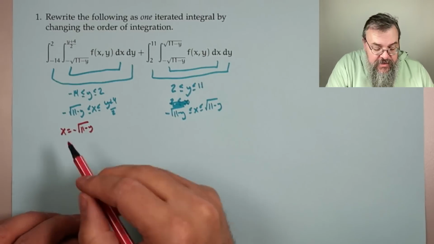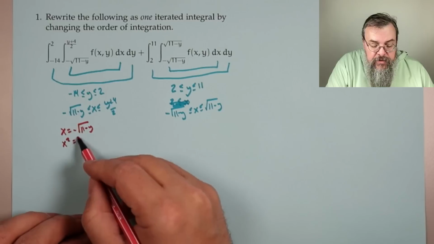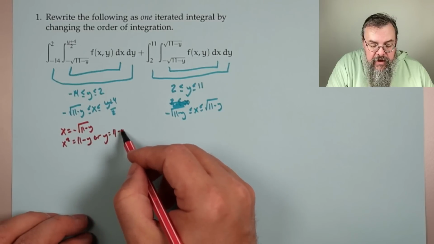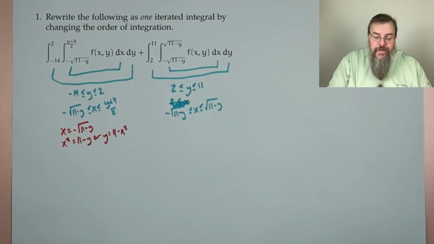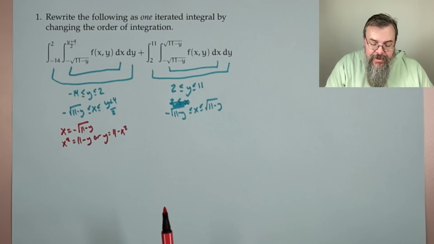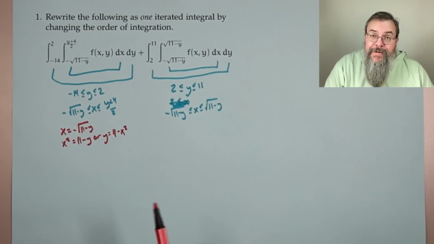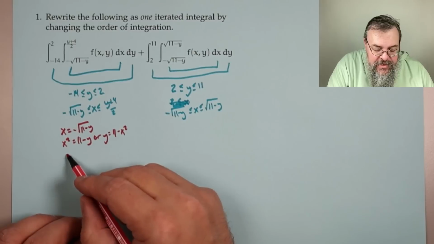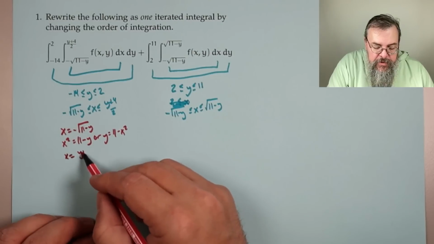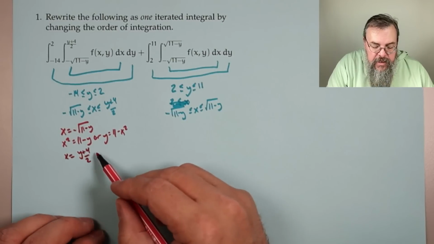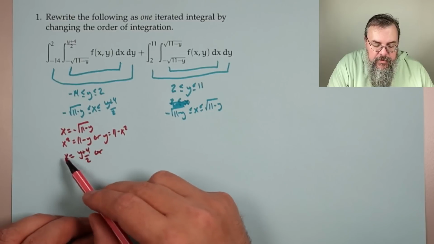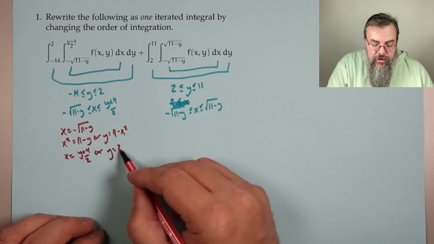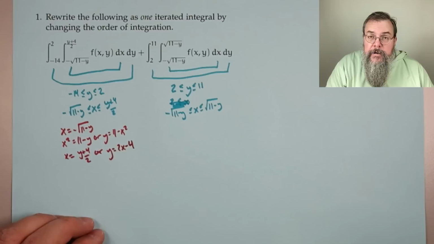If you square both sides, we get x squared equals 11 minus y, or y equals 11 minus x squared. Ooh, that's going to be an upside down parabola. All right, now the other curve. x equals y plus 4 over 2. Again, we can solve for y: double both sides, subtract 4. y equals 2x minus 4.